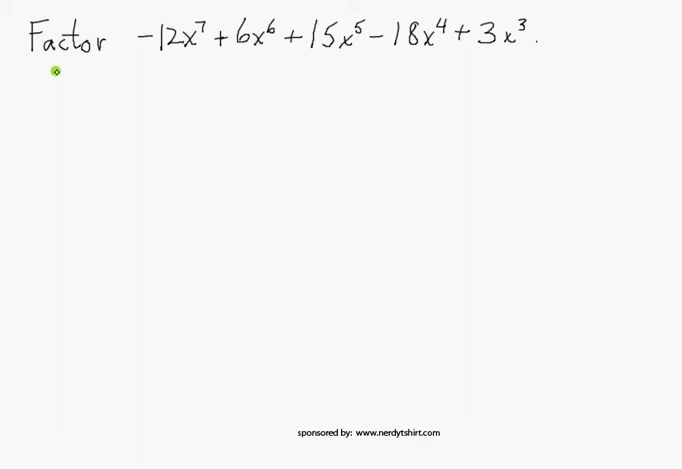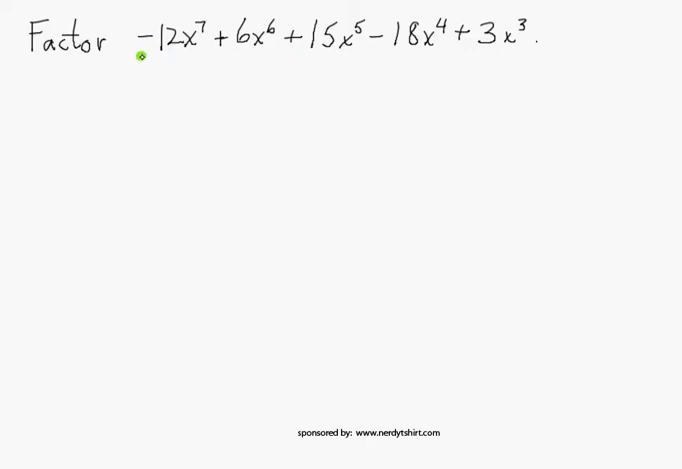Alright, so here we're looking to factor this multi-term polynomial with a negative leading coefficient, this minus 12x to the 7th plus 6x to the 6th plus 15x to the 5th minus 18x to the 4th plus 3x cubed. And basically with this one, and in fact with any general polynomial that you're looking to factor, if you can, you want to take out a greatest common factor from all the terms that you see in one shot. So essentially you're going to be looking for the biggest thing, both in terms of coefficient and common variable powers, that you can pull out of everything at once.